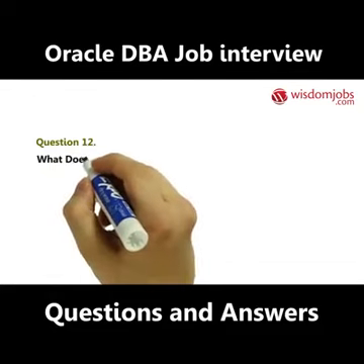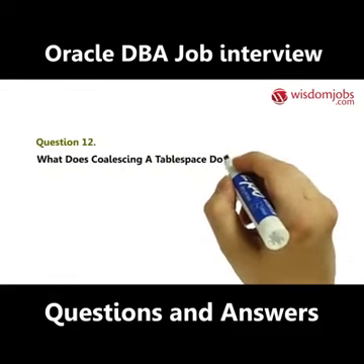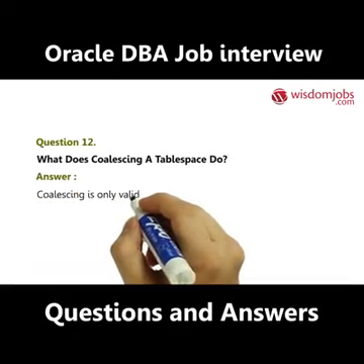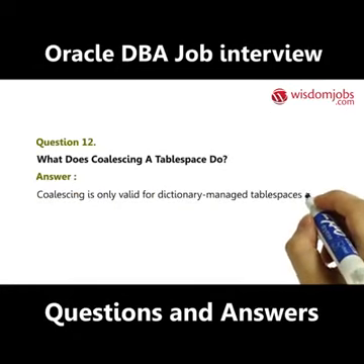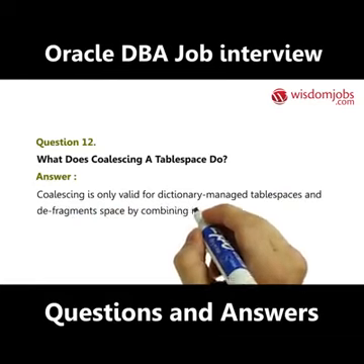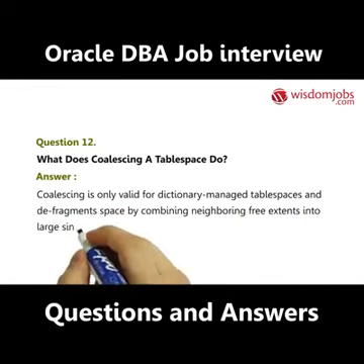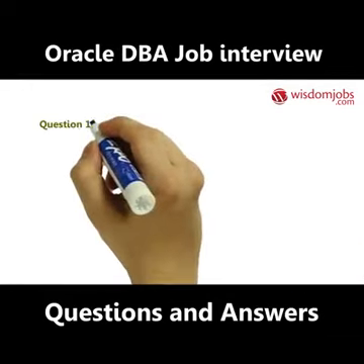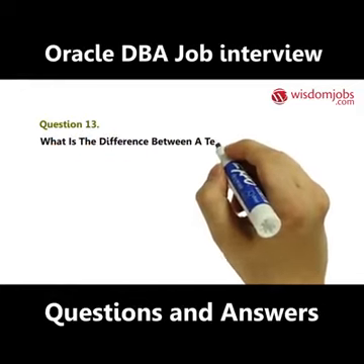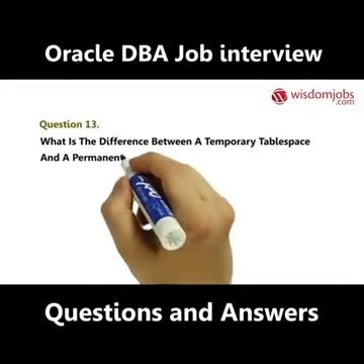Question 12. What does coalescing a tablespace do? Answer. Coalescing is only valid for dictionary-managed tablespaces and they defragment space by combining neighboring free extents into large single extents.